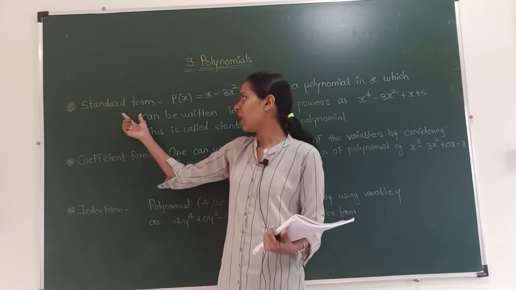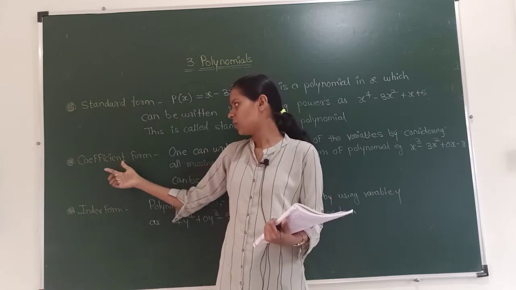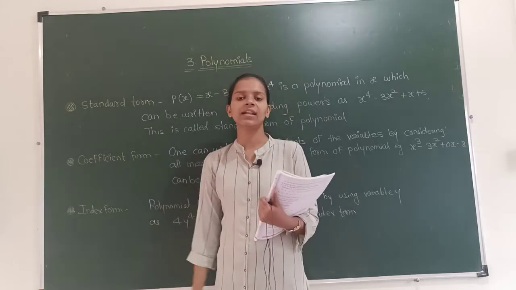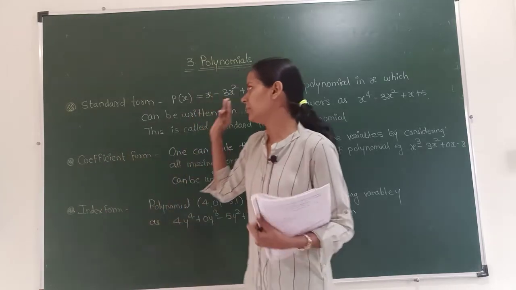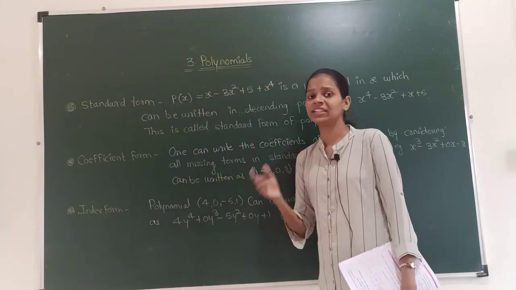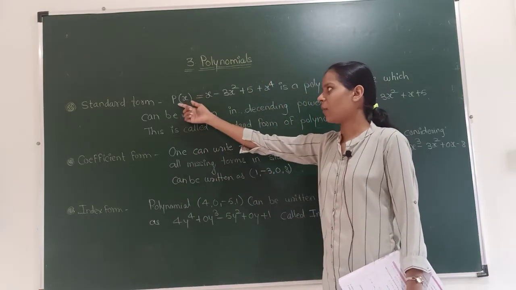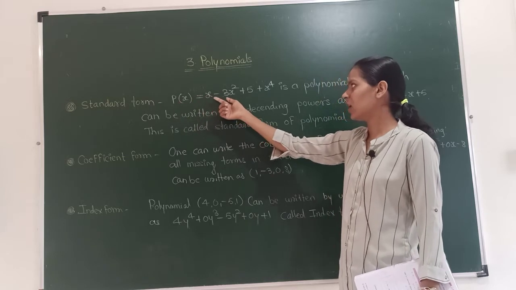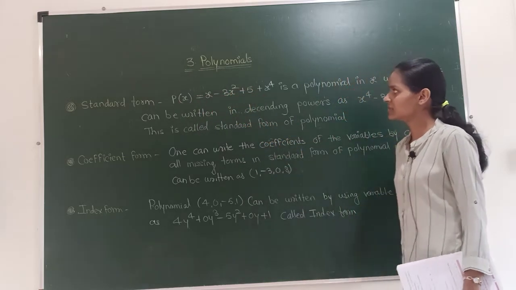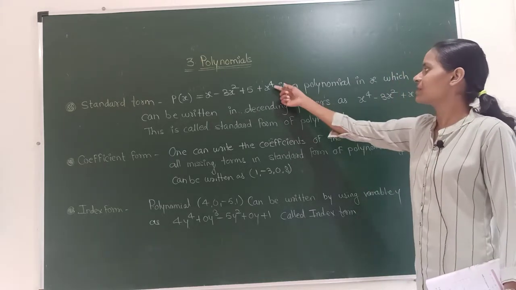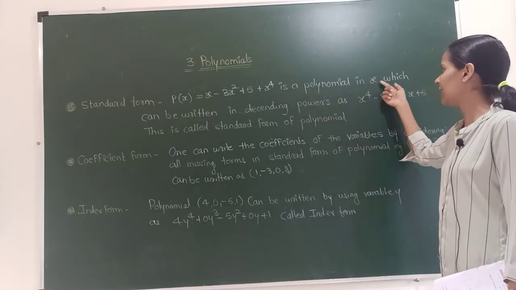That's it. Now we will learn the standard form, coefficient form and index form of a polynomial. We will start with this. Firstly, I will tell you the definitions. Standard form: p of x is equal to x minus 3x square plus 5 plus x raised to 4, or x power 4, is the polynomial in x.